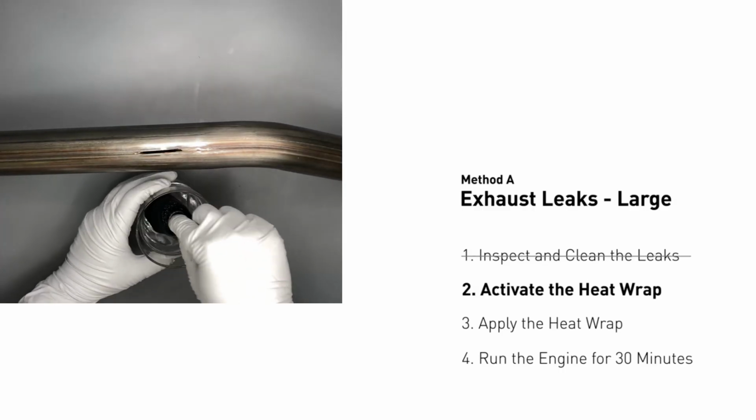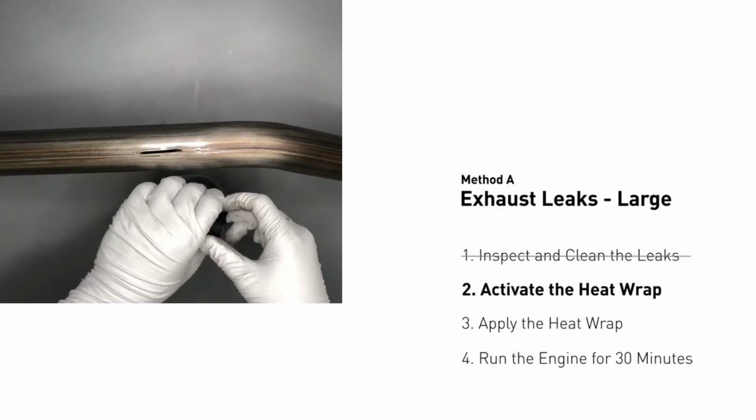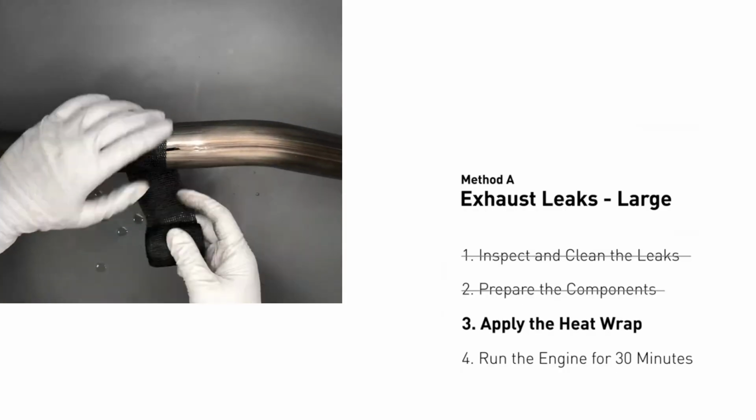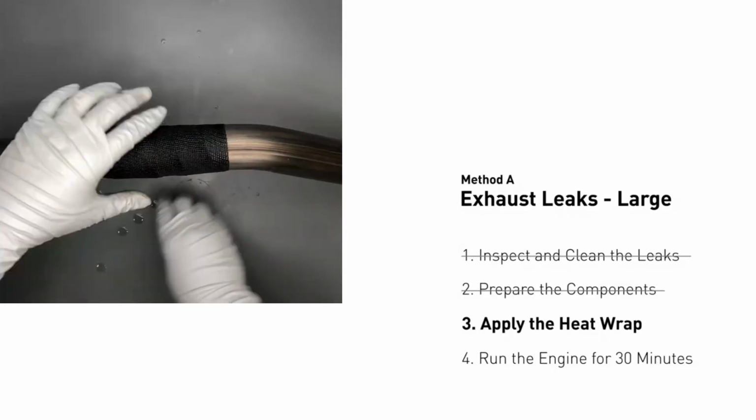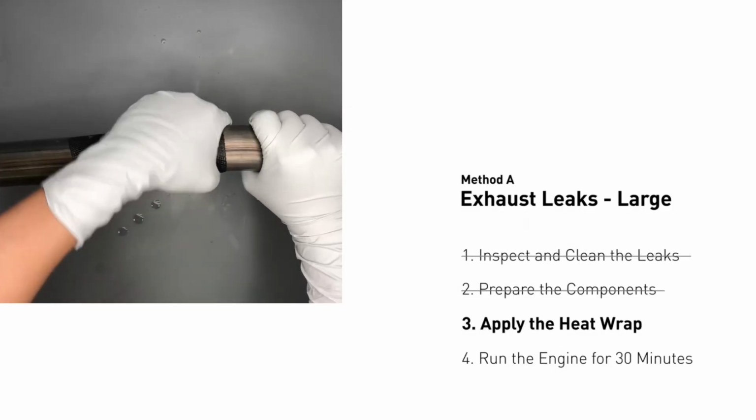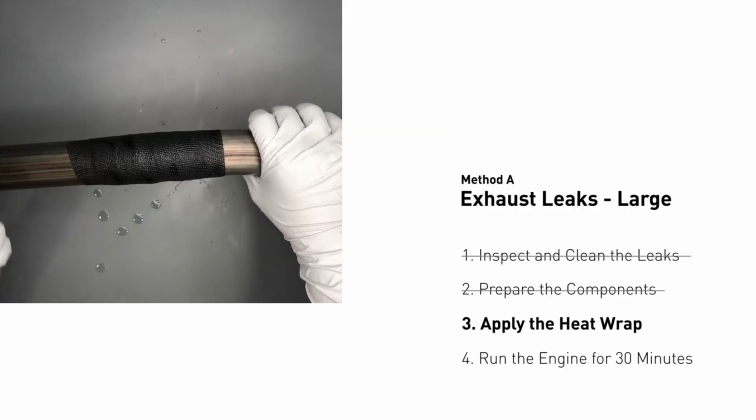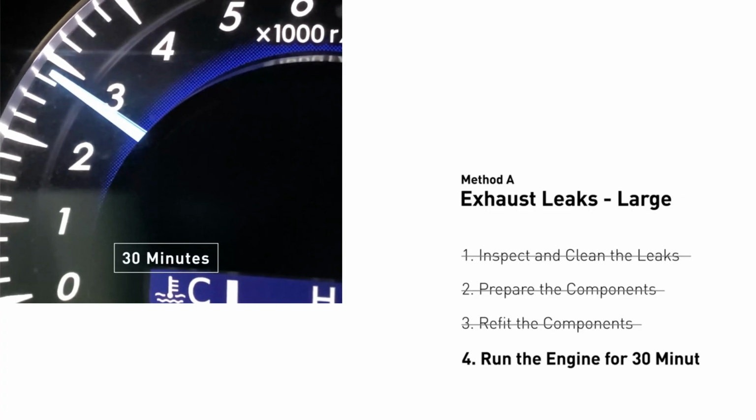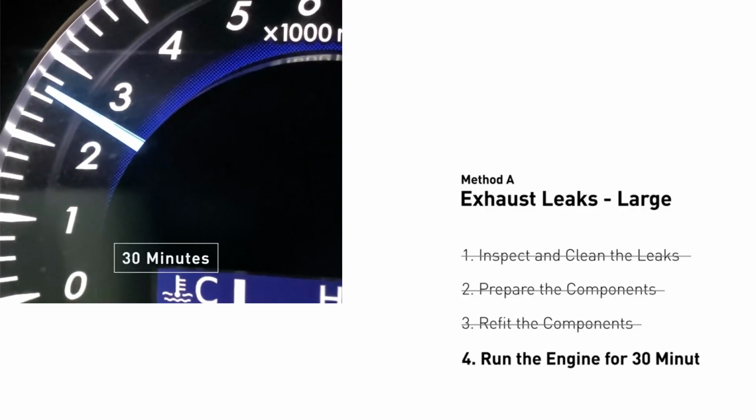Then remove it and squeeze out any excess water. Wrap it around the area and overlap it a couple of inches on each side. Repeat the process 3 or 4 times. Then squeeze it to make the resin go all through it. Start the car and let it run for 30 minutes so the heat cures it and makes a permanent fix.